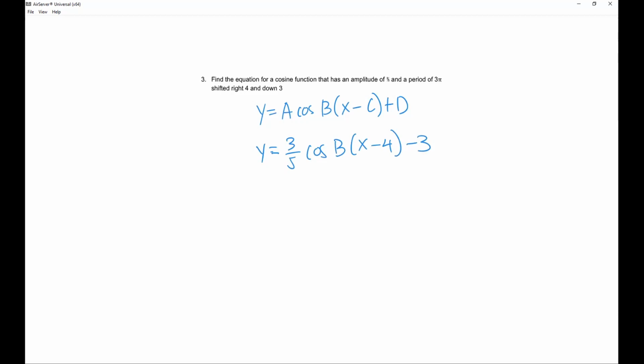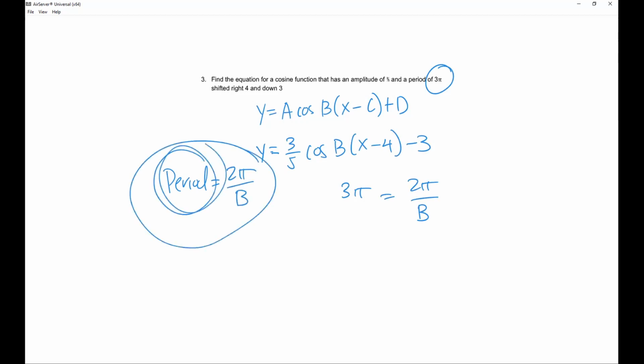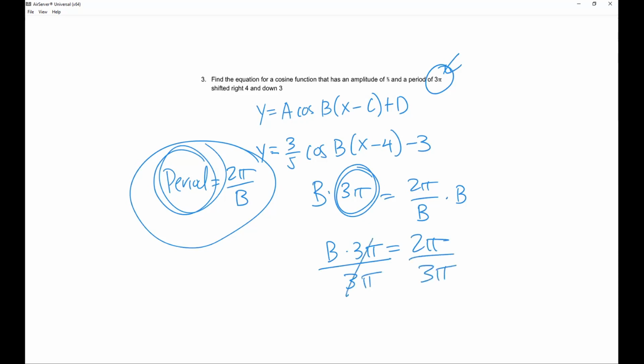Now the b is the hard part, and remember they give you the period of 3 pi. So you just have to go 2 pi over b. Remember, in that one slide I gave you, the period is equal to 2 pi over b, right? The period is 3 pi. So I replace that here, and I multiply both sides by b. So b times 3 pi is equal to 2 pi. Divide both sides by 3 pi. And what do you get? b is equal to 2/3.